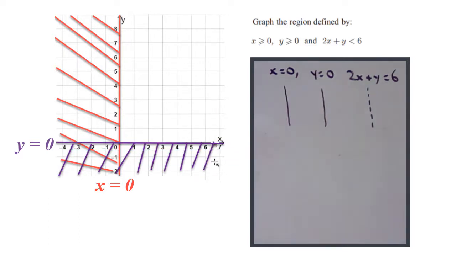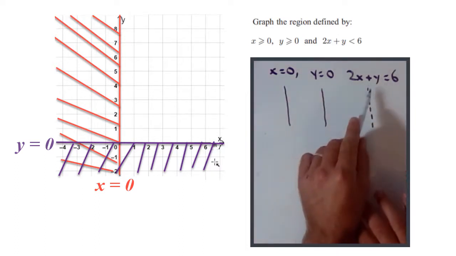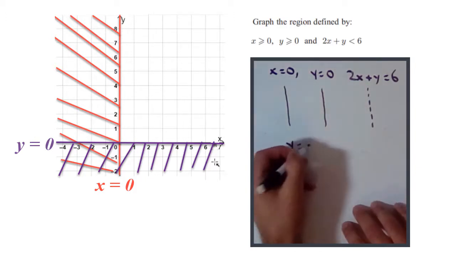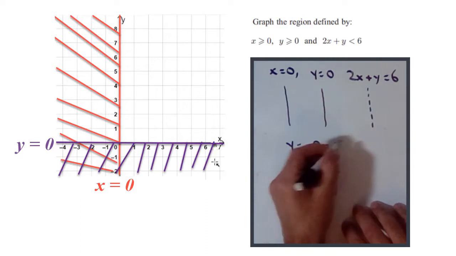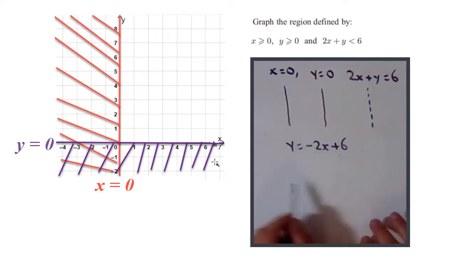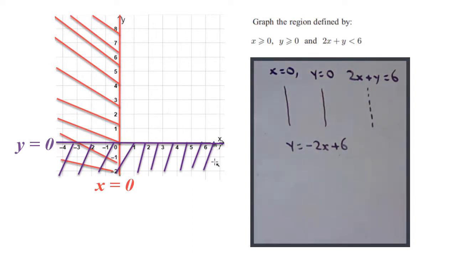Okay, right, so the third line is going to be a bit more complicated: 2x plus y equals 6. For something like this, you could say y equals minus 2x plus 6, which would mean that it goes through 6 and has a gradient of minus 2, so it goes along 1 and down 2. In fact, it probably would be easier.